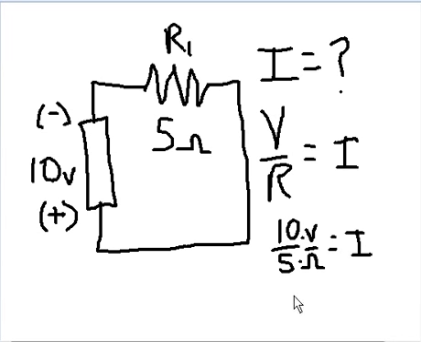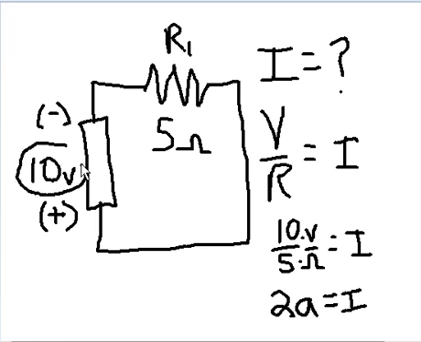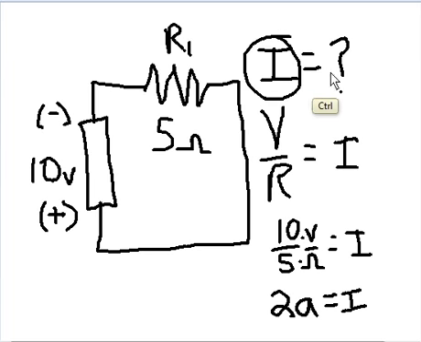Well, I know that 10 over 5 is 2, and volts over ohms is called amps. 2 amps equals the current. So the current is equal to 2 amps, 2 amperes. By knowing two of these values, I was able to figure out the third value, current.